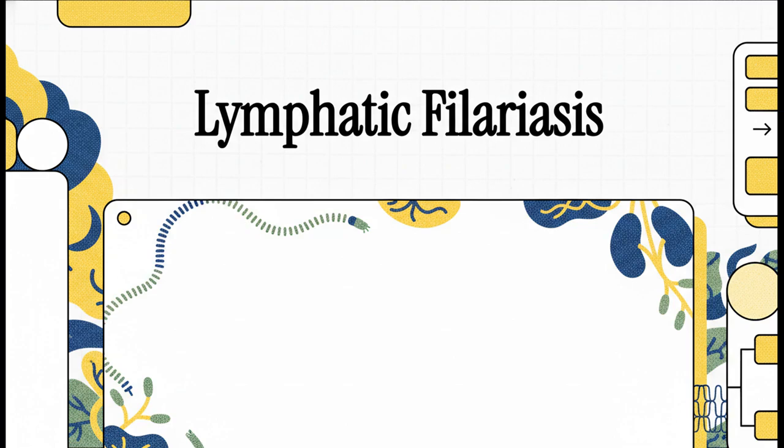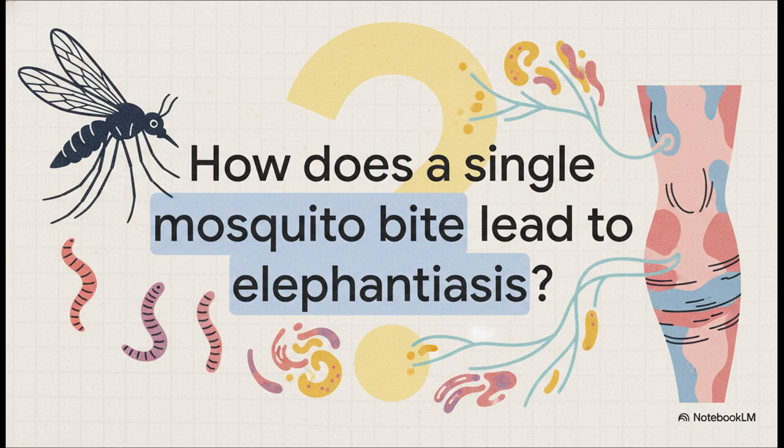Let's get started. So, this is the big question we're going to frame our entire explainer around. How does a single mosquito bite lead to something as severe as elephantiasis? It's a pretty dramatic outcome, I know, but understanding that whole journey, from a microscopic larva all the way to severe lymphatic obstruction, is absolutely the key to mastering this topic.